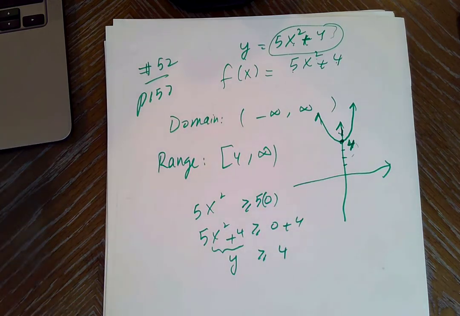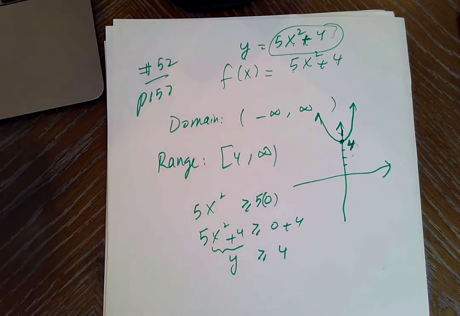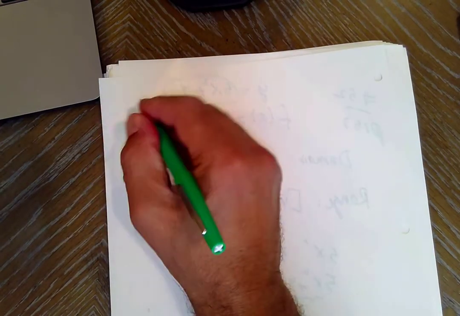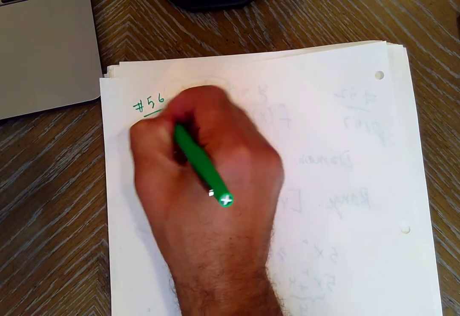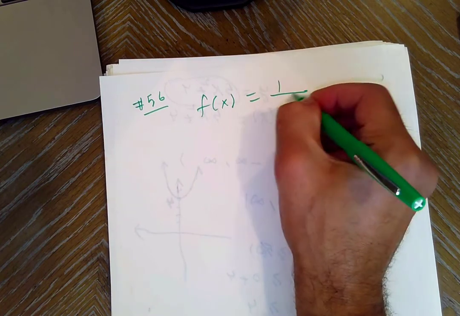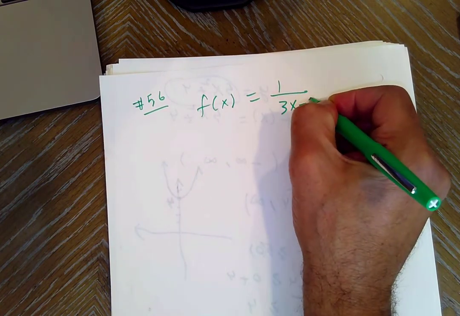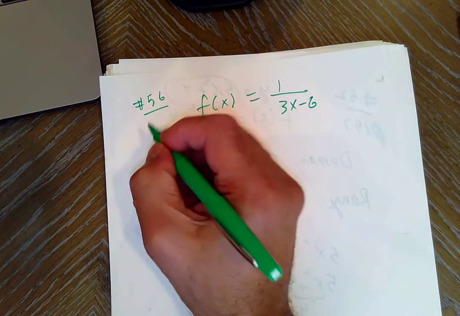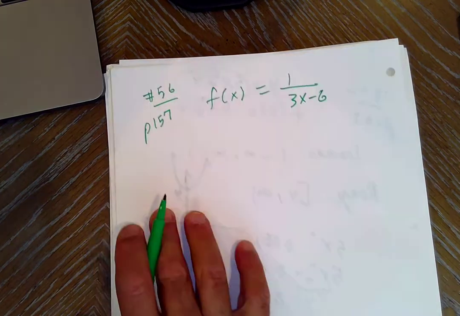Now 56, page 157. Usually it's not easy to find the range from the equation, although for some of them it is. But usually we graph the function to find the range. So for 56, as you can see, they're only asking about domain because it's not easy to find the range from the equation. So what's the domain of f of x equals 1 over 3x minus 6? And that's page 157 in case you don't know where I'm at.